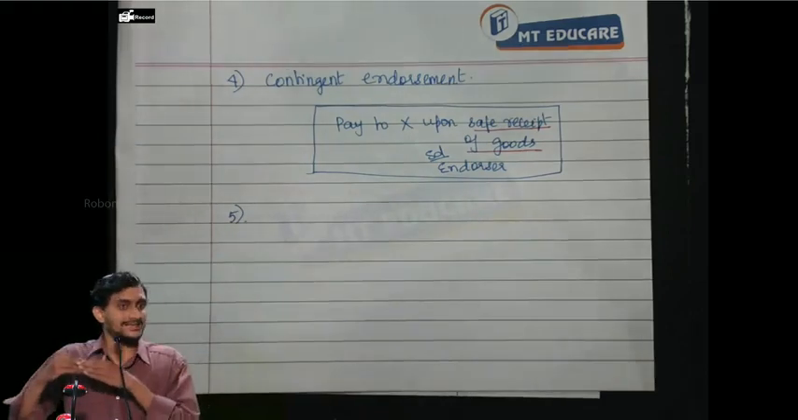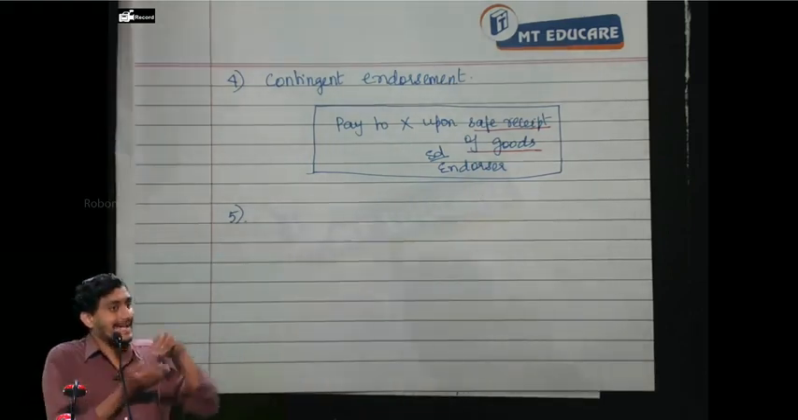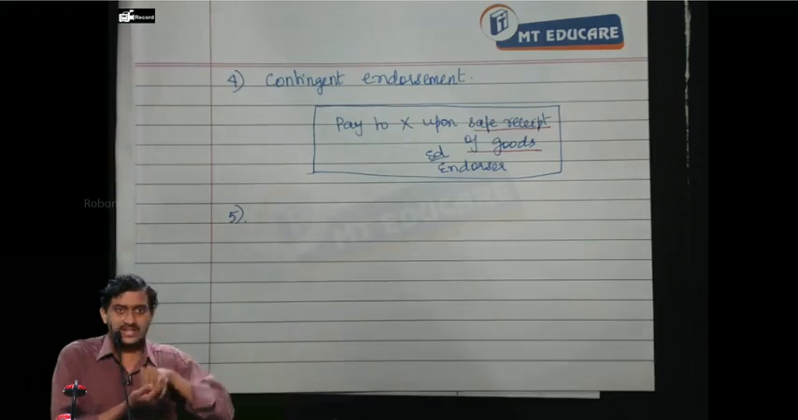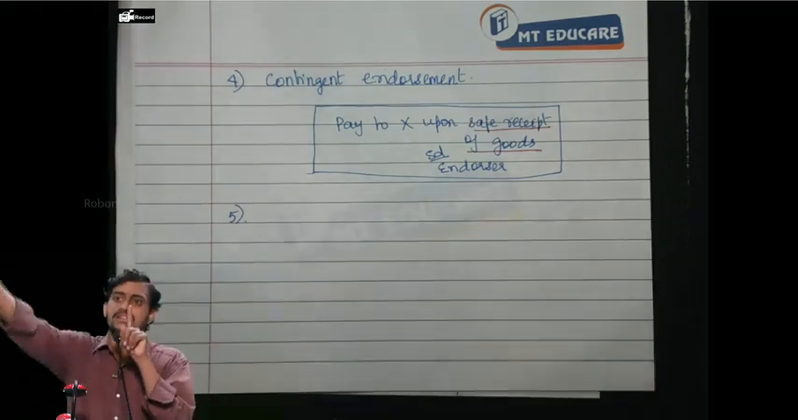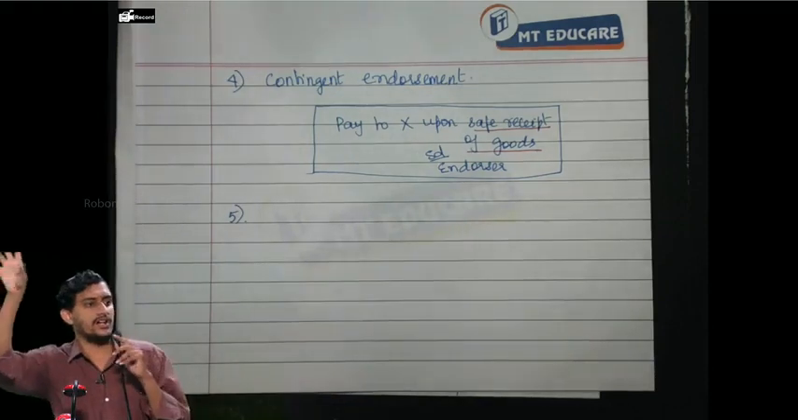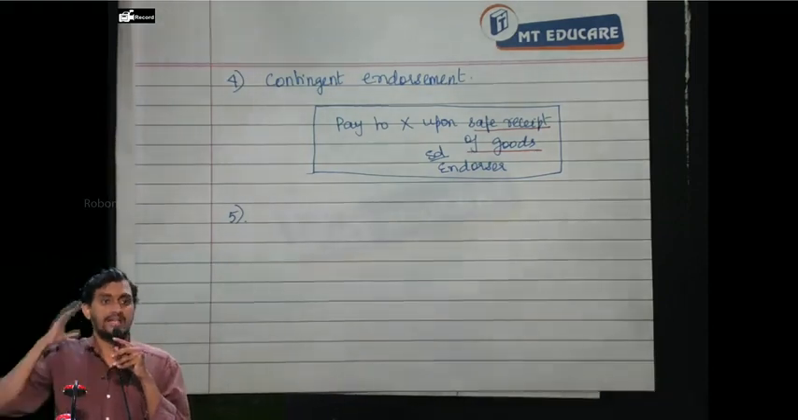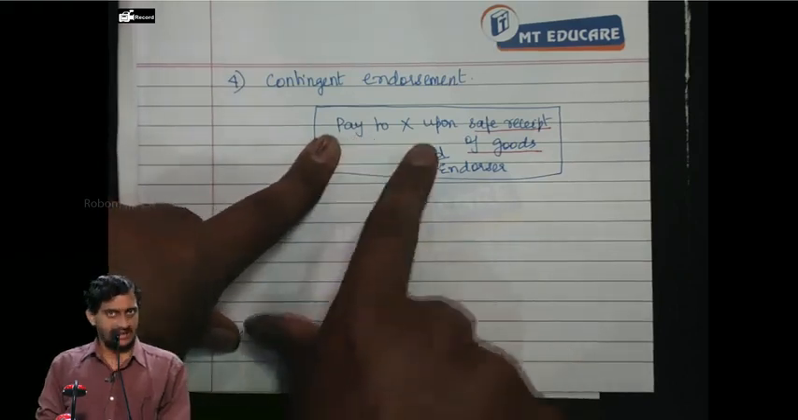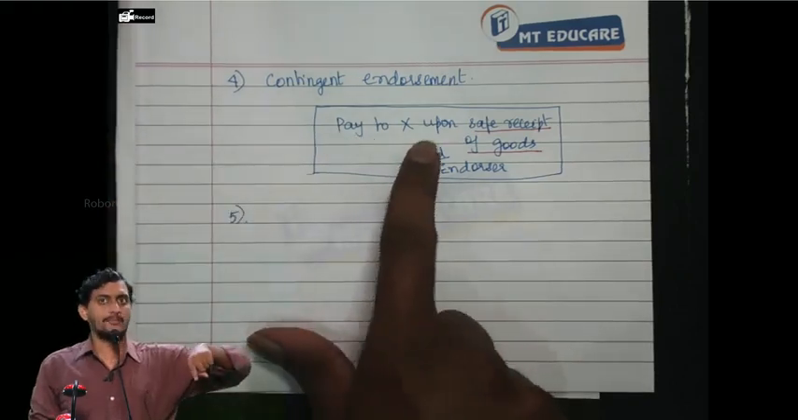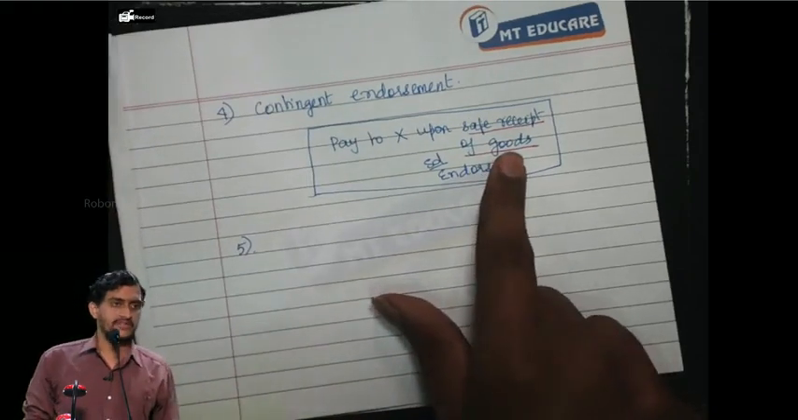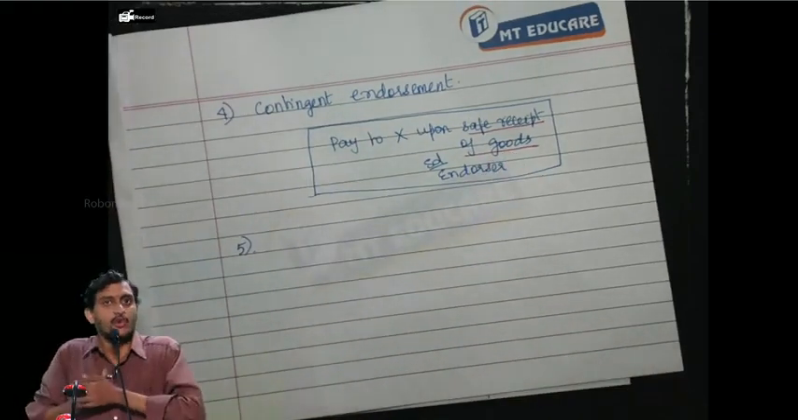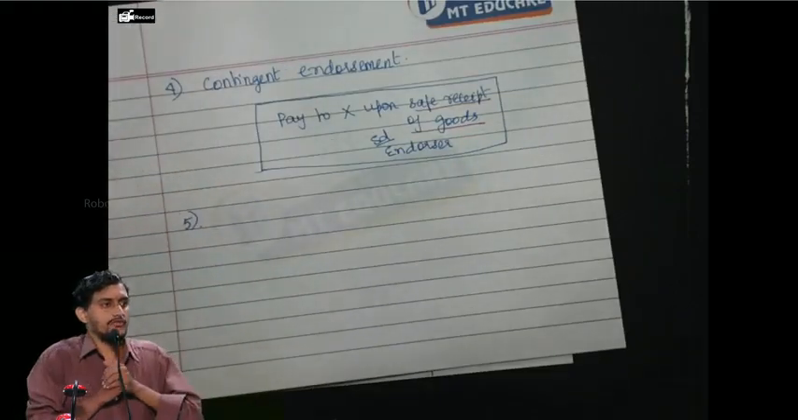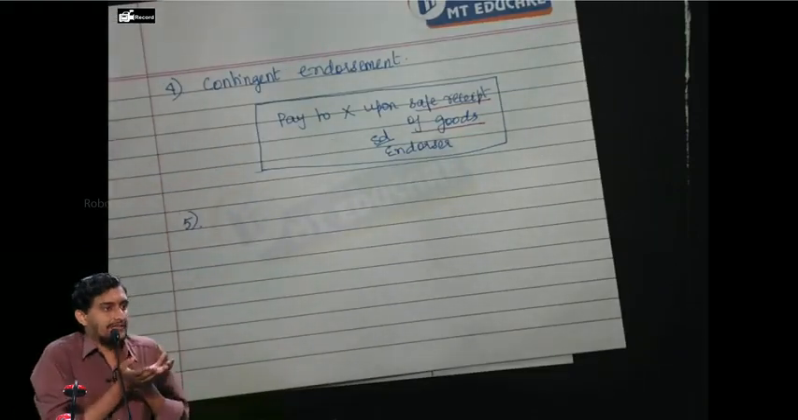But when I am endorsing an instrument, can I attach some conditions to the endorsement? If this happens, then it is endorsed, else it is not endorsed. Can I do like this? Yes, it is possible. Now I am giving a direction, pay to X. This is endorsed to X upon safe receipt of goods. Which means when will X become the owner of this instrument? Upon safe receipt of goods.